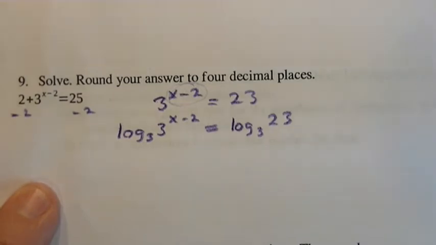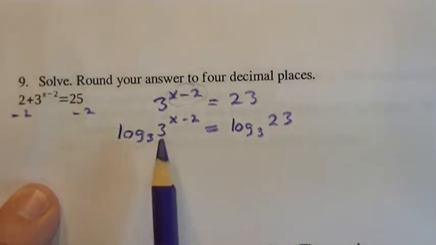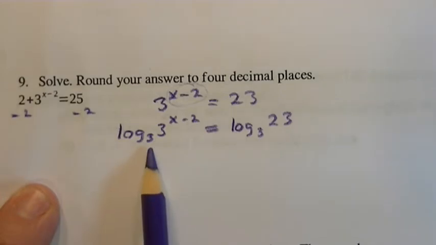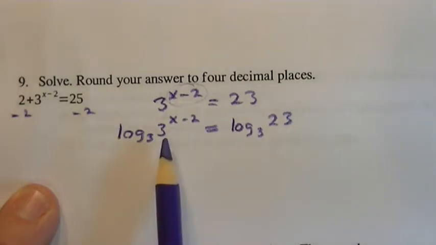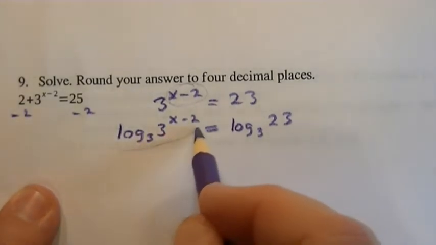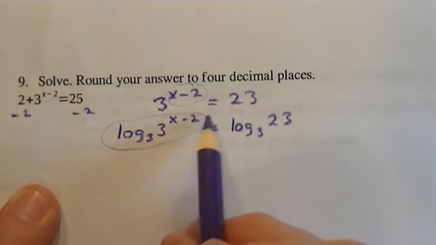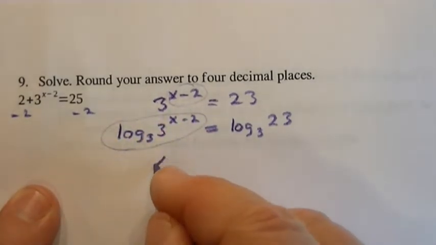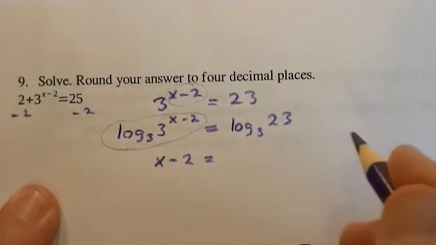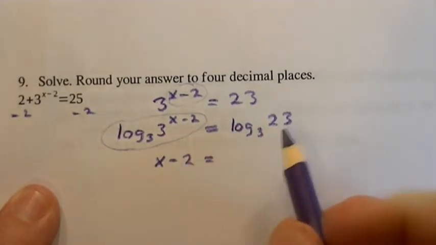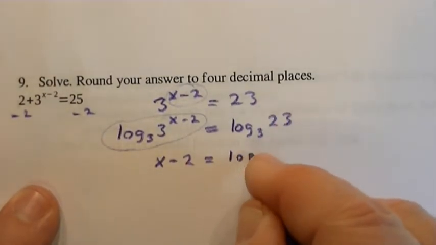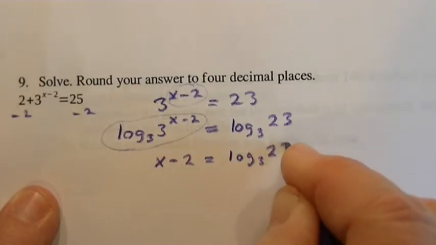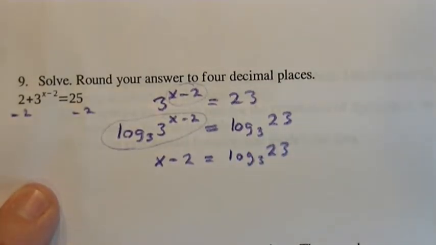Now, the log base 3 of 3 raised to the x minus 2 says, what should I put as an exponent on 3 so that it's equivalent to 3 raised to the x minus 2? And the answer is x minus 2. Right? That's the answer to this question. Taking log base 3 of this just essentially strips it down to the exponent. And this is just the log base 3 of 23. We're going to worry about crunching this out a little bit later. Right now we'll just leave it as the log base 3 of 23.